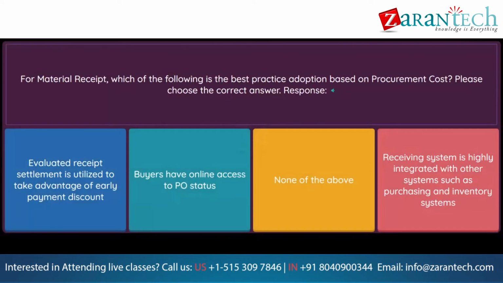Question: for material receipt, which of the following is the best practice adoption based on procurement cost? Please choose the correct answer. Response: Option 1, evaluated receipt settlement is utilized to take advantage of early payment discount. Option 2, buyers have online access to post status. Option 3, none of the above. Option 4, receiving system is highly integrated with other systems such as purchasing and inventory systems.